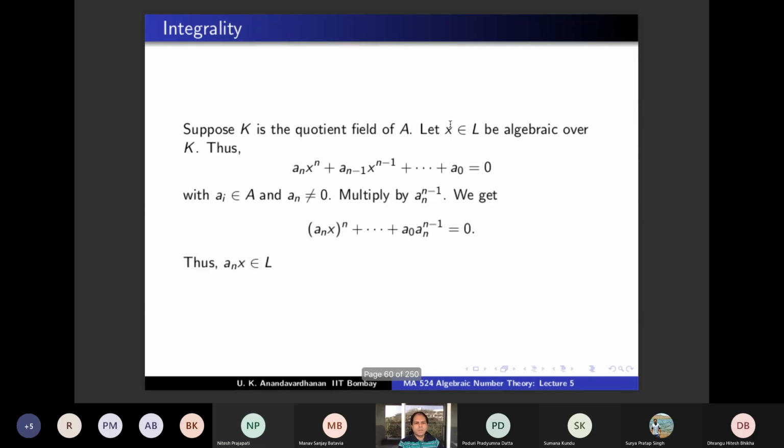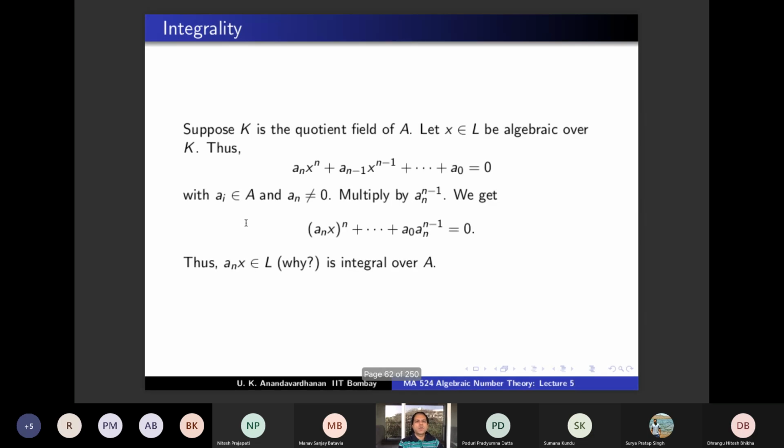L is a field. Agree? Yes, sir. So a_n x is in L, and this is integral over A, you agree? Because it satisfies a monic polynomial, no? This is like y to the power n plus something equal to 0, where y has coefficient 1. So it satisfies a monic polynomial over A.